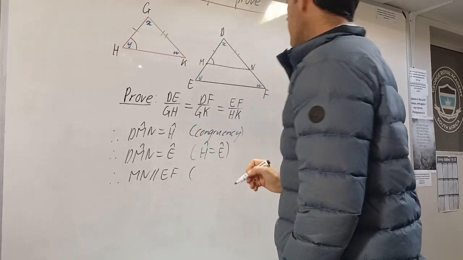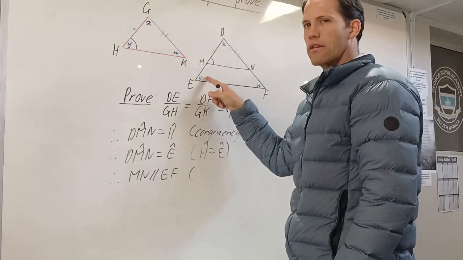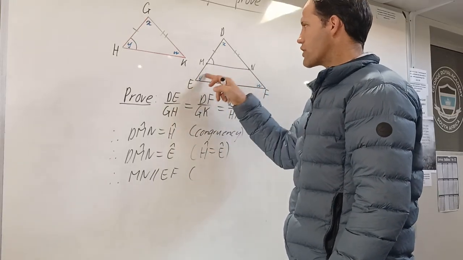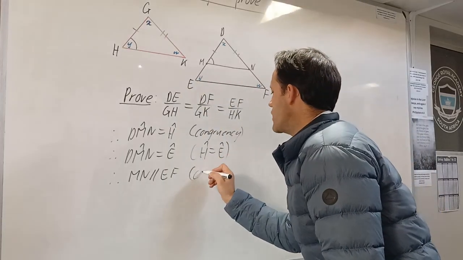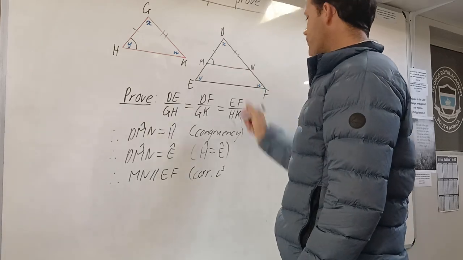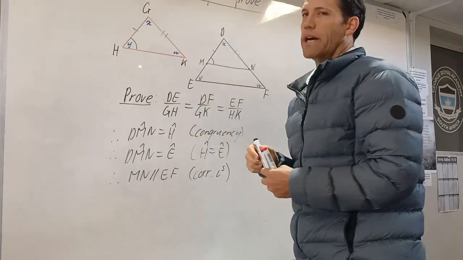Why can we say that? Because if the angles are equal, they're corresponding. So the angles are equal, we showed it, which means they're corresponding angles, which means the lines must be parallel. So our reason is because of the corresponding angles. That's basically how you show that the lines are parallel.